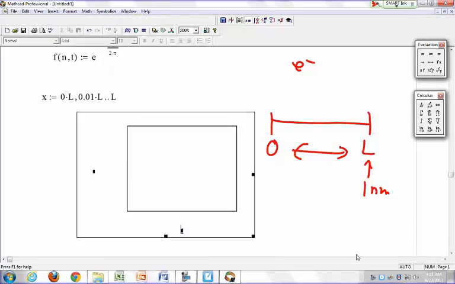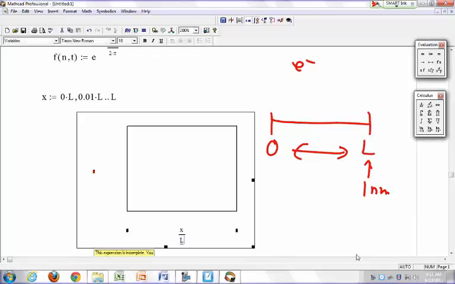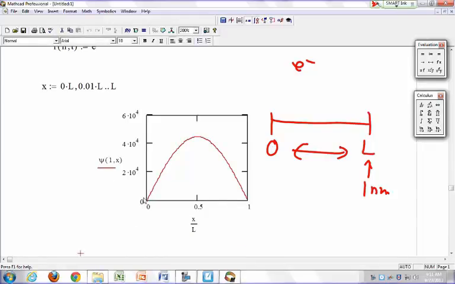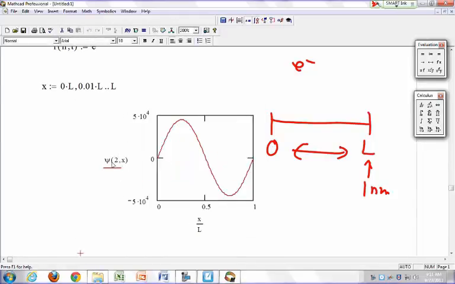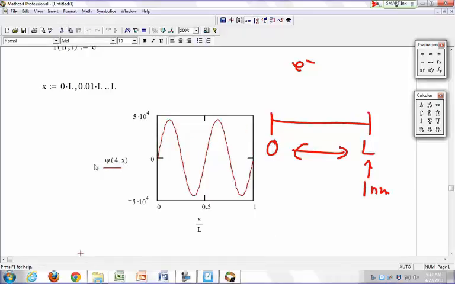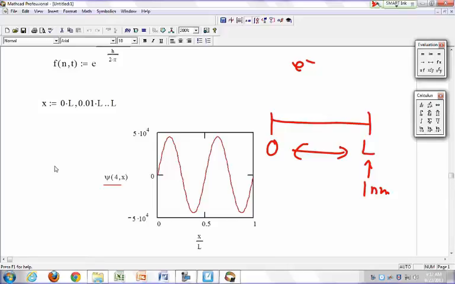What am I going to plot here? Versus x, and I'm going to do it in terms of L. And so I'm going to plot here psi of n, x. It doesn't know what n is, so I have to tell it what n is. If n is 1, that's what it looks like. If n is 2, that's what it looks like. If n is 3, that's what it looks like. If n is 4, that's what it looks like. So those are the part that's not dependent on time.